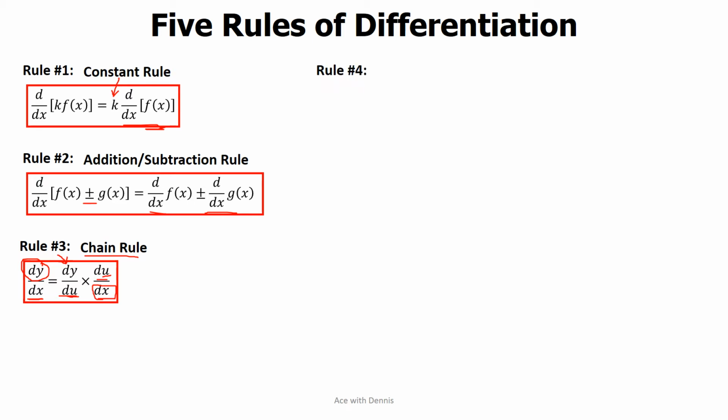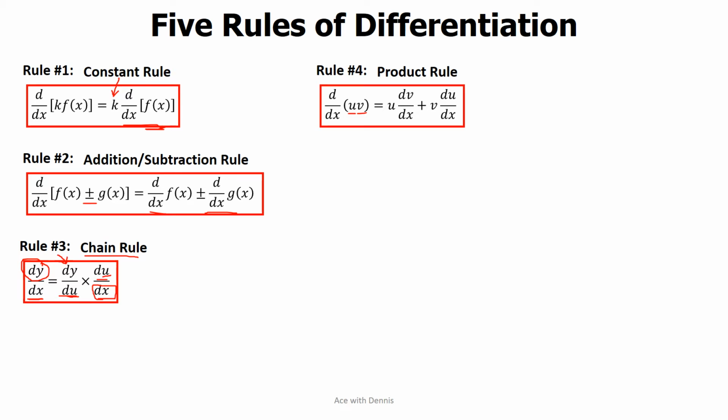Next, rule number 4, it is called product rule. If two functions multiply together, let's say uv, then the differentiation of uv in terms of x will equal u dv/dx plus v du/dx. So this is the product rule. Please remember this formula.